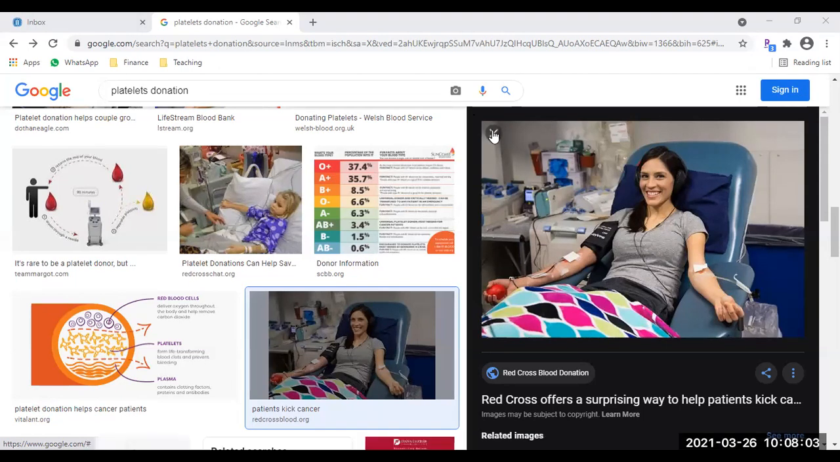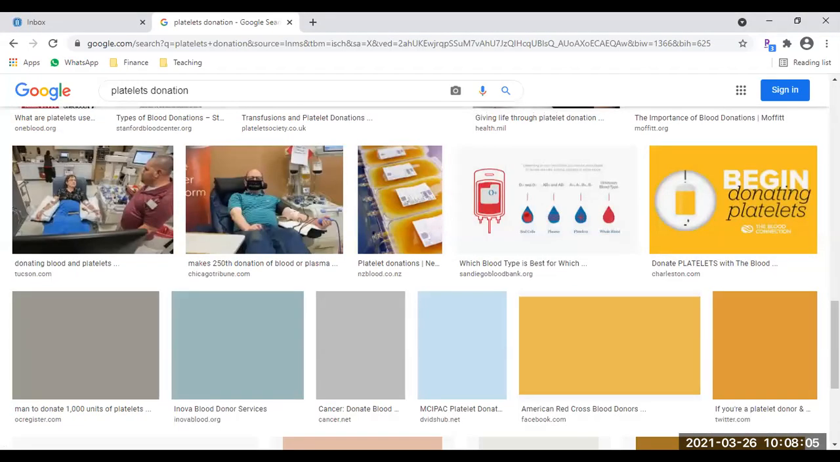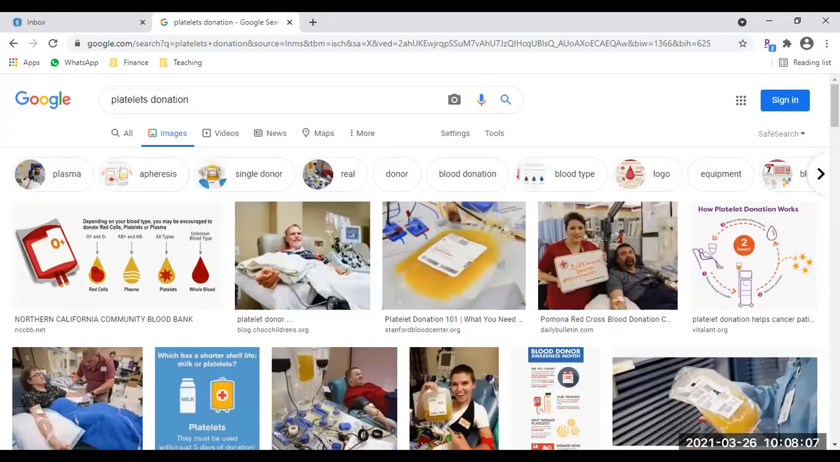Okay, they will call you all the time. They need you. Out of 100 people in our society, only 2% actually donate blood. And of this 2%, only around 15% donate platelets, while the number of people having cancer is a lot. They need platelets.